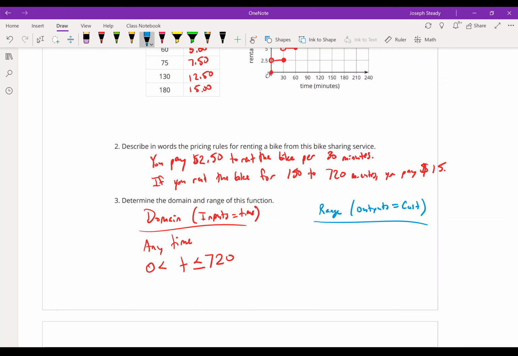Our range, well, this one's a little interesting. This one we actually just have to list because it kind of just jumps around. So I'm going to have to list this: 2.50, 5.00, 7.5, 10, 12.50, and 15. These are my possible outputs for this function. So you notice a big difference between the way that I talked about the domain, which could be any time from 0 to 720 minutes, and the range, which only had a list of 6 possible outputs.